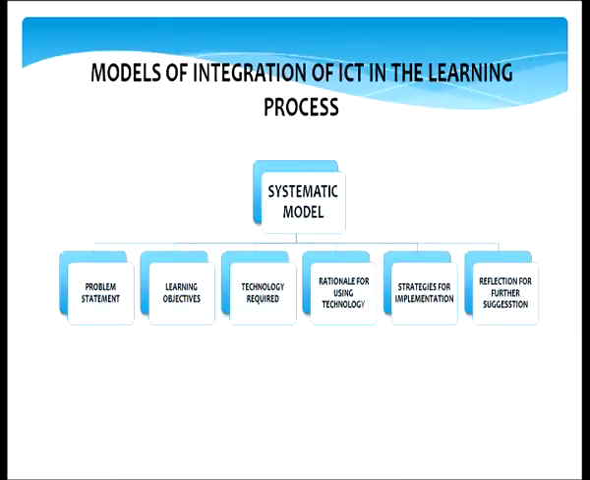Reflection also gives rise to suggestions that the teacher can utilize in order to teach many more lessons, and also utilize any drawbacks to rectify in the next lesson to come. Let us look at another model, and that is called the systematic model. The systematic model involves 6 steps. Let us look at each of these steps in detail.